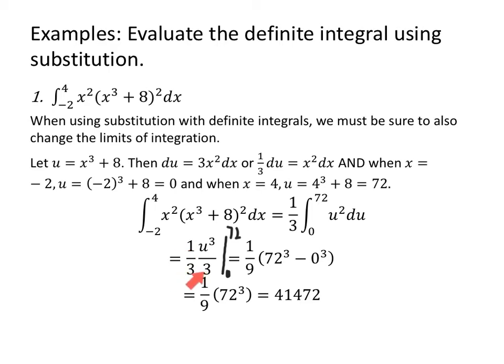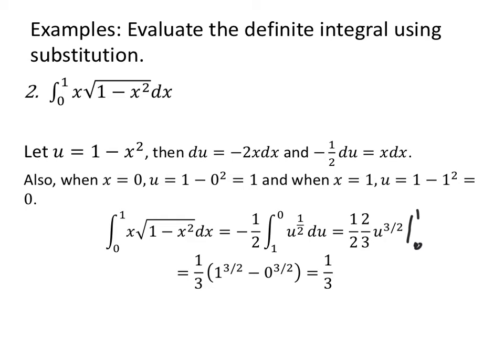This is 1/9 times 72 to the third minus 0 to the third. 72 to the third divided by 9 is 41,472. That's a pretty huge area. But I'm finding the antiderivative from 0 to 72, so I guess that makes sense. Alright, so when you change to u for your integrand, make sure you change to u for your limits of integration as well.